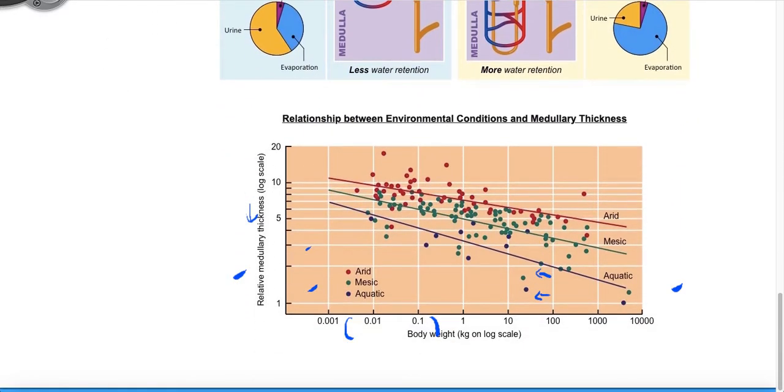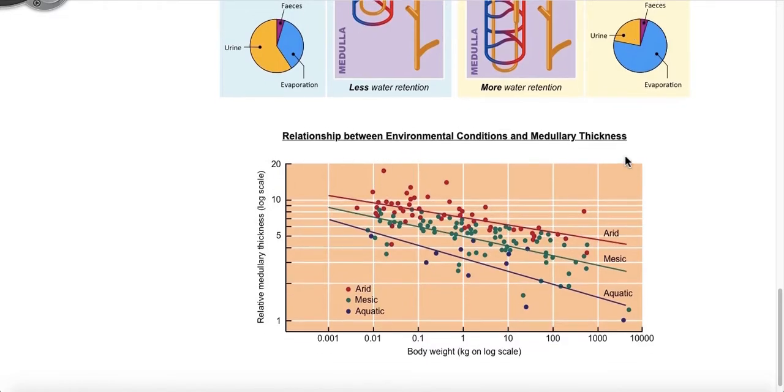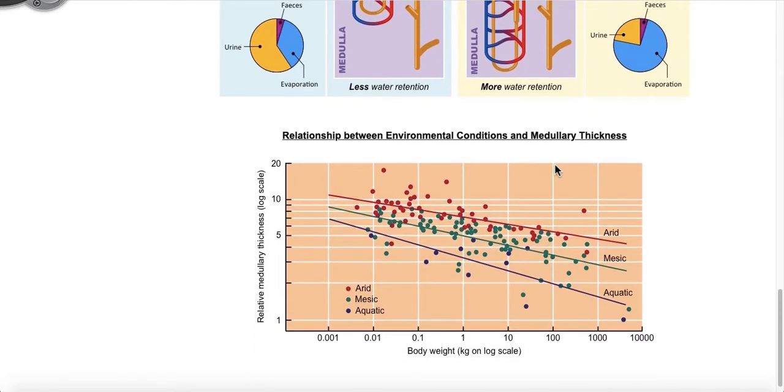This is an interesting graph also showing you the relationship between environmental conditions and medullary thickness. So when we think of the medulla, also think about it in terms of thickness, right? If the medulla is thicker, it is going to allow for more hypertonicity. That means that the hypertonic concentration that needs to be established within the medulla is established by salts being released, remember, from the ascending limb of the loop of Henle.